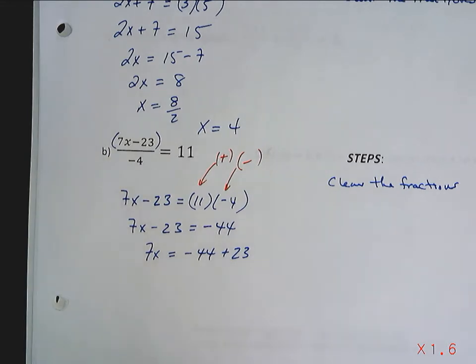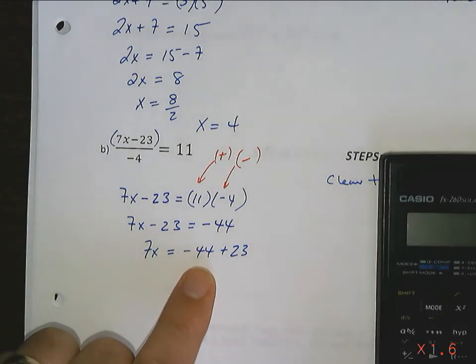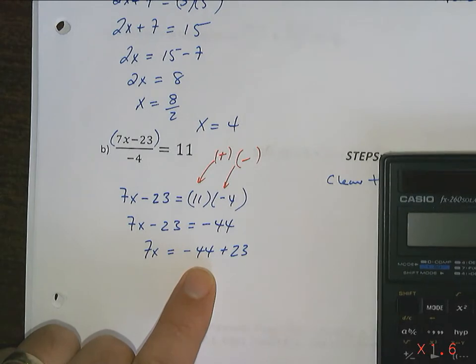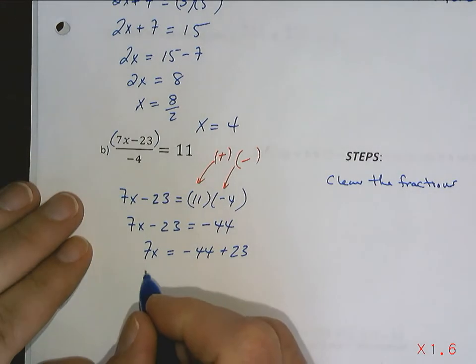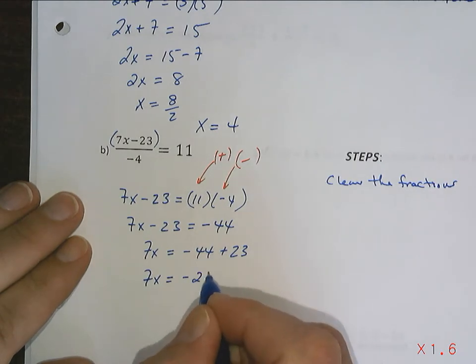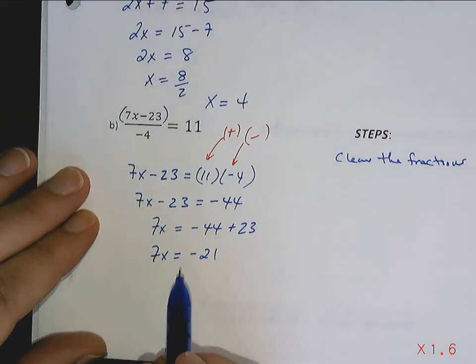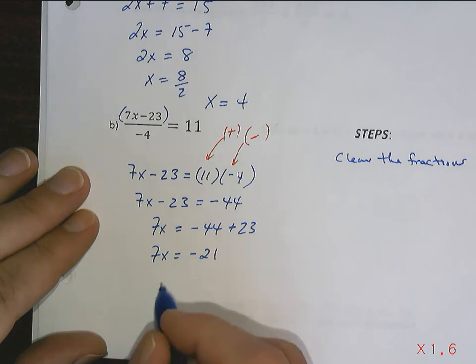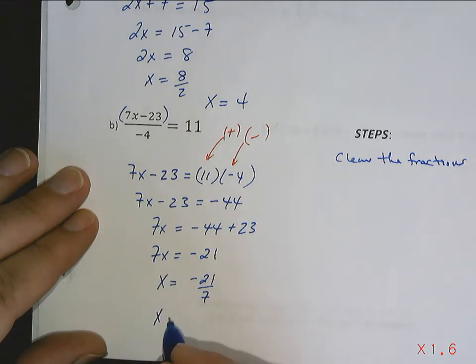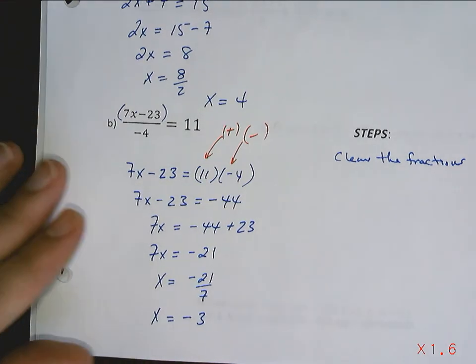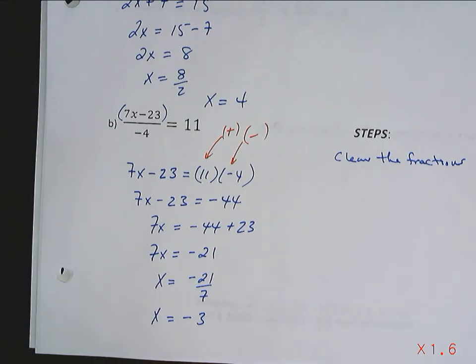Take your calculator. I got 44, which is negative. And I'm going to add 23 to it, and I get negative 21. Now I want to get x by itself, so I divide both sides by 7. And we get the final answer. Are we good? I'll pause the video there and I'll be back in just a second.